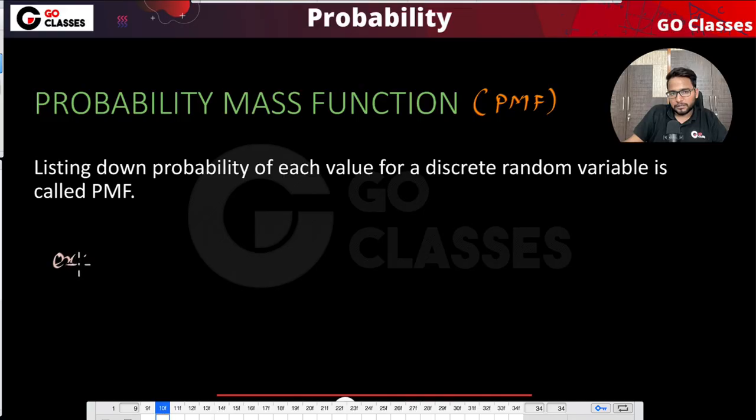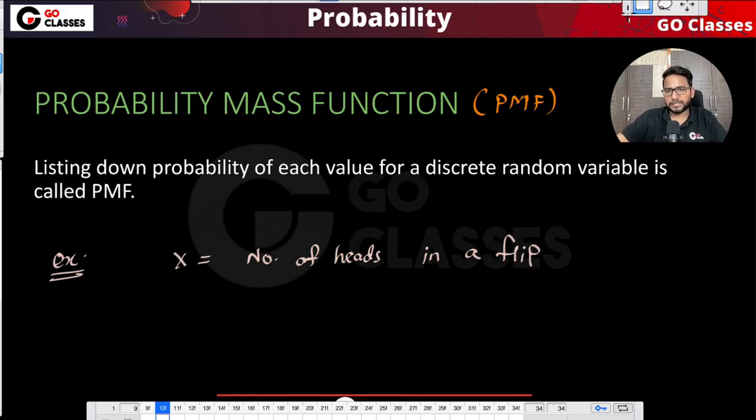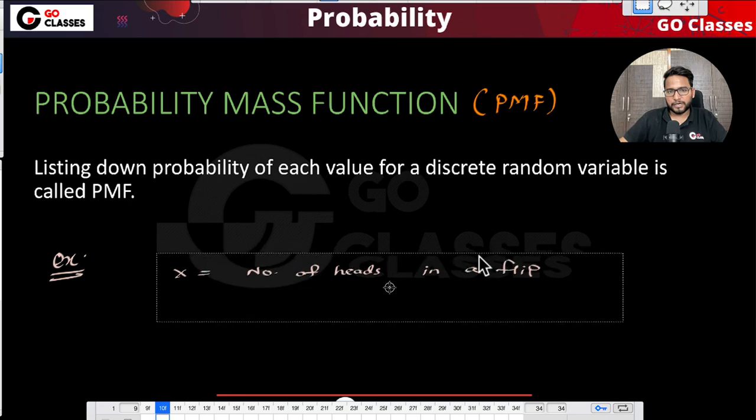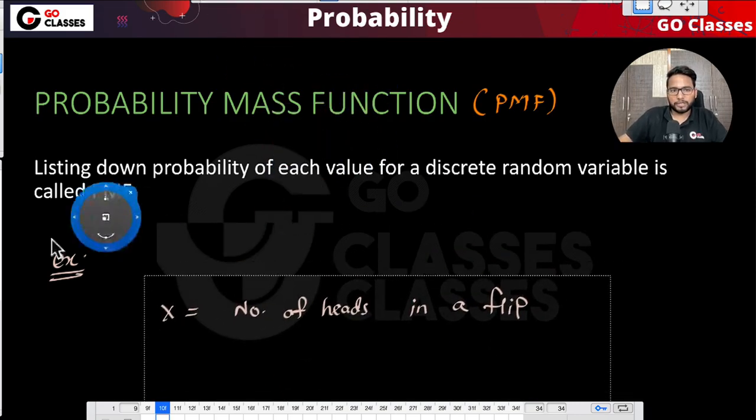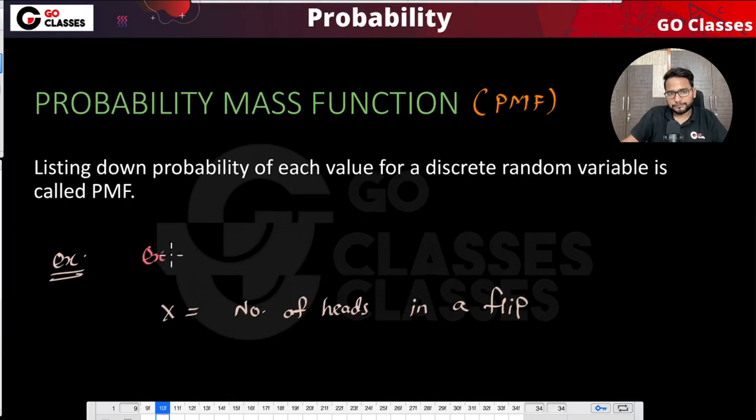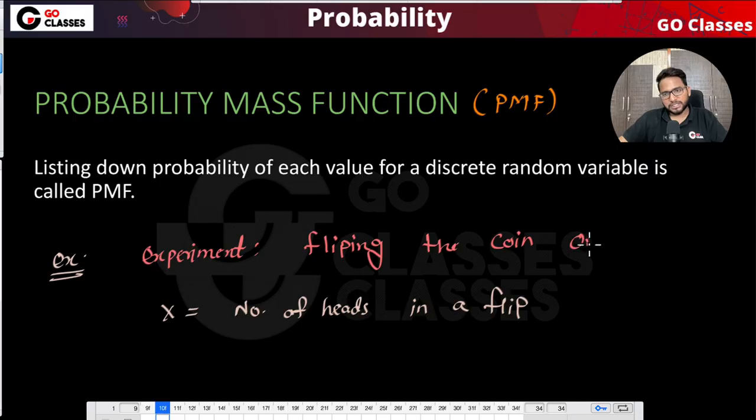Suppose I have a discrete random variable x, which is saying number of heads in a flip. Okay, you can define anything. Let's suppose the experiment is basically flipping. So there is an experiment which is saying that you are flipping the coin. So the experiment looks like this. Flipping the coin once. Okay, just once.